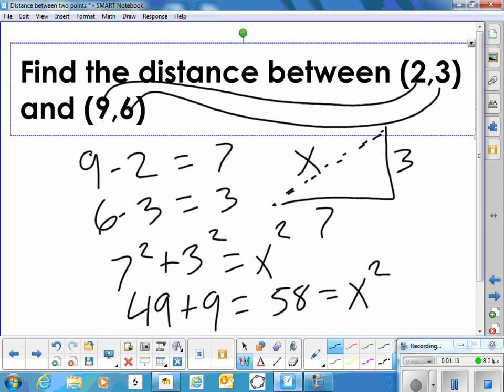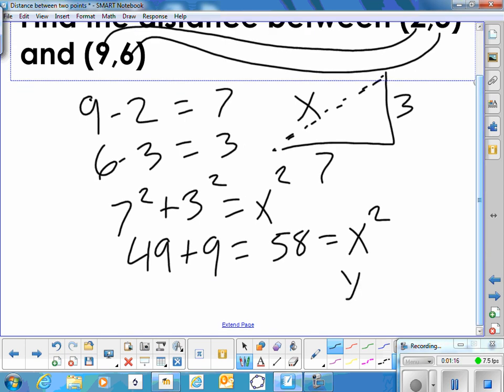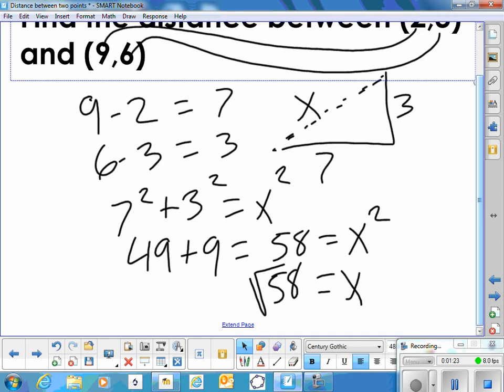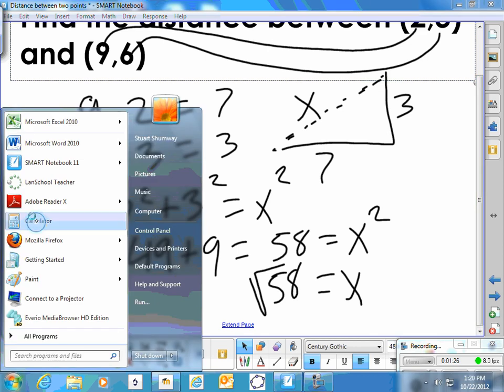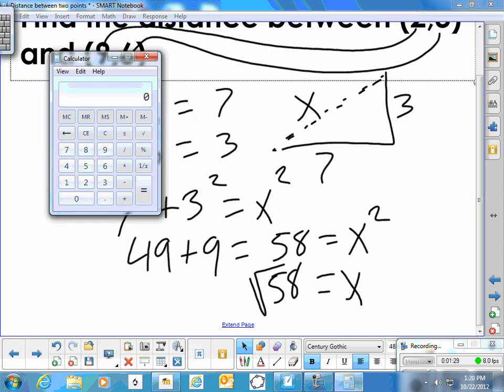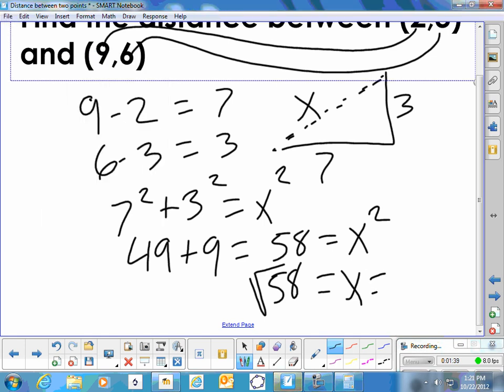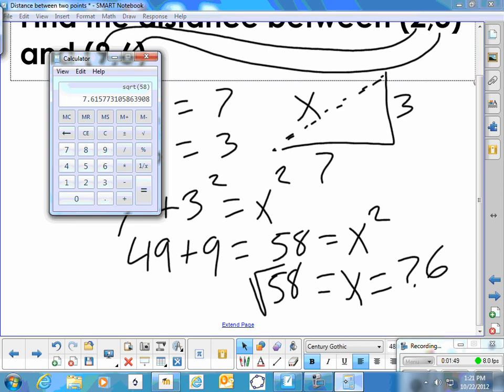But if we want to know what x is, then we need to take the square root. So x is equal to the square root of 58. We can do that on a calculator, on the simple calculator on the computer. We can just say 58 square root. So it's somewhere around 7.6 if we round it to the nearest tenth. Let's see if that's right. Yeah, 7.6. Okay.